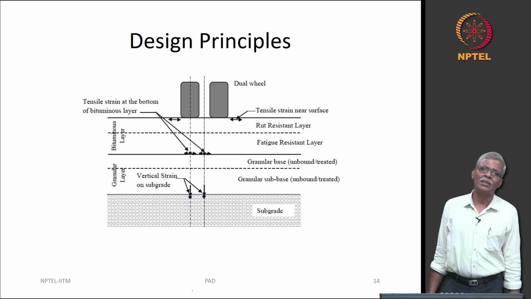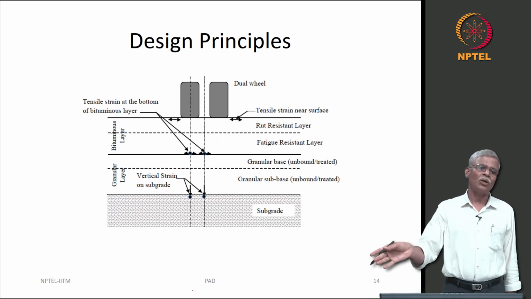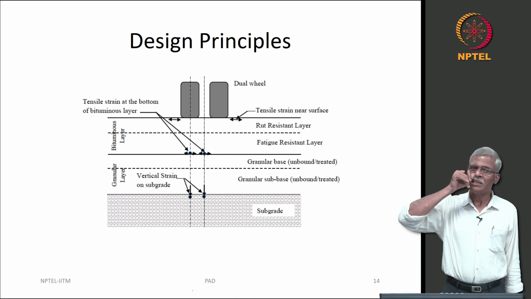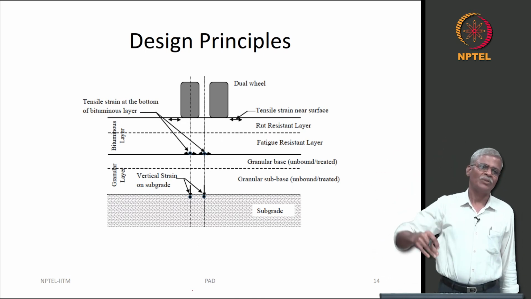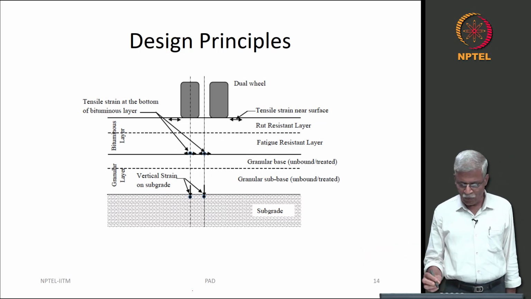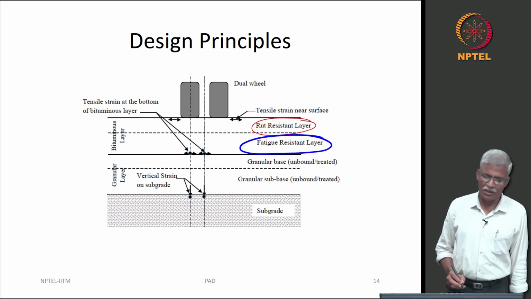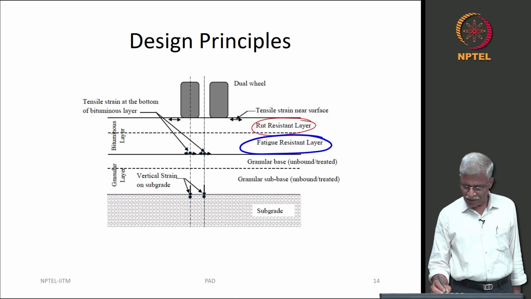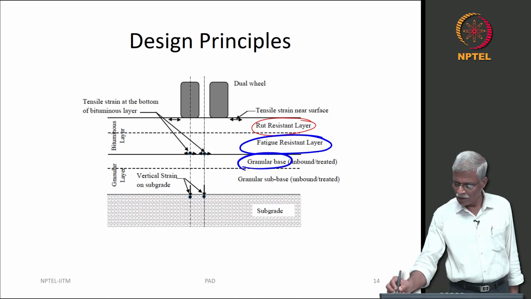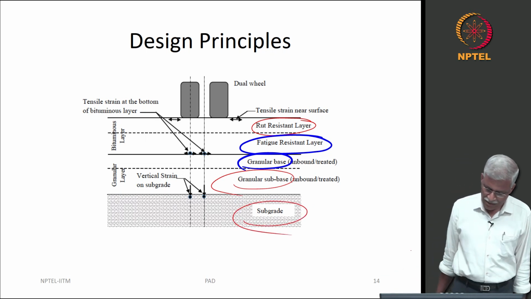So, now this is the design principle. Okay. Let us understand this very carefully. You have seen this cross section many times, I have been discussing this from the starting, Professor Padma also would have discussed this little earlier. Okay. So, this is your pavement cross section. So, there is a rut resistance layer, there is a fatigue resistance layer. So, there is a granular base, there is a granular subbase, and then there is a subgrade.